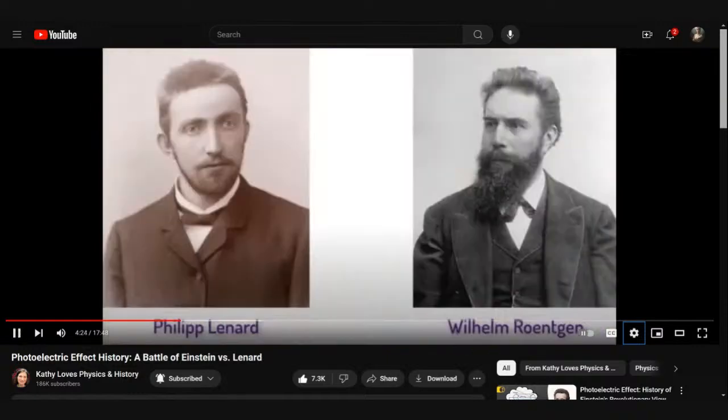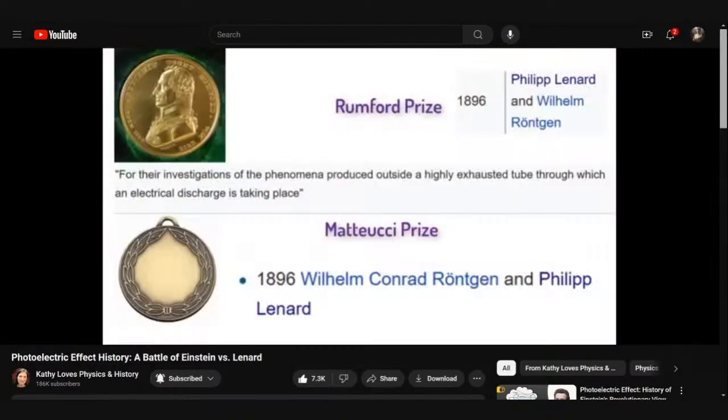Leonard wrote Röntgen a nice letter, quote, because your remarkable discovery caused such remarkable attention in the farthest circles, my modest work has also come into the limelight. And at first, Leonard was correct, as they both started receiving numerous medals, including the Rumford Medal in England and the Matteucci Medal in Italy.